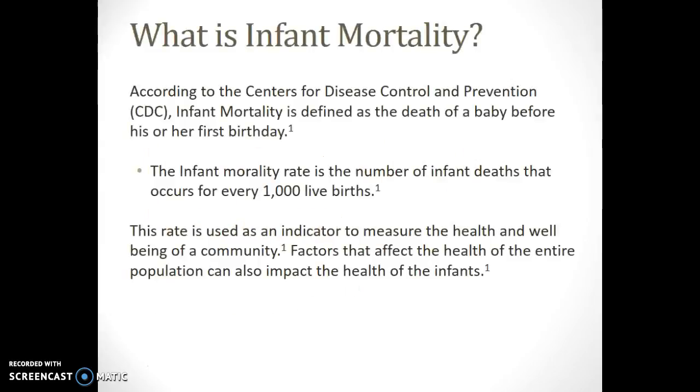What is infant mortality? According to the Centers for Disease Control and Prevention, infant mortality is defined as the death of the baby before his or her first birthday. The infant mortality rate is the number of infant deaths that occur for every 1,000 live births. This rate is used as an indicator to measure the health and well-being of a community. Factors that affect the health of the entire population can also impact the health of the infants. Examples could be environment, race, gender, and socioeconomic status.